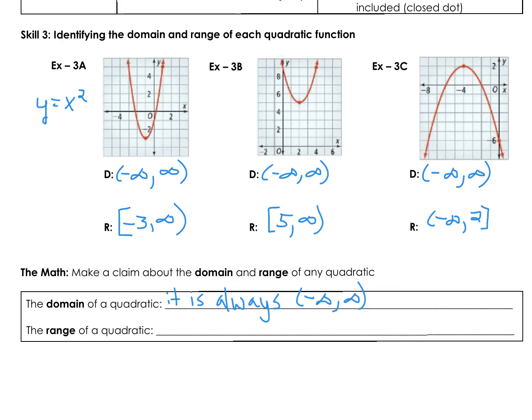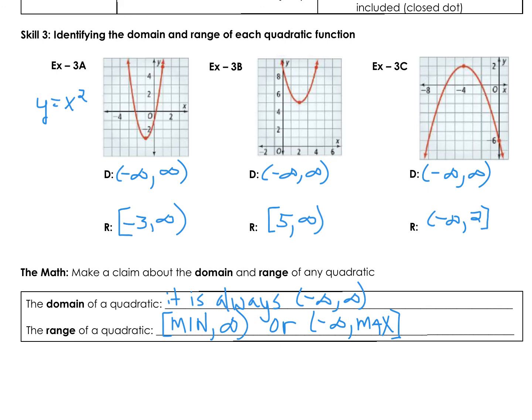So a claim that you can make about the range is it always involves the vertex, really specifically the maximum or the minimum value, because those are the y values. Notice that the minimums started at the minimum value and both went to infinity. So for the minimums, you would have minimum, comma, infinity, or if it's a maximum, like this one, you're going to go from negative infinity to the max, and brackets.